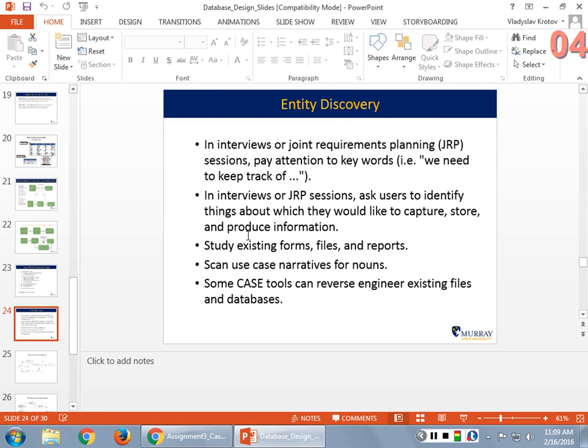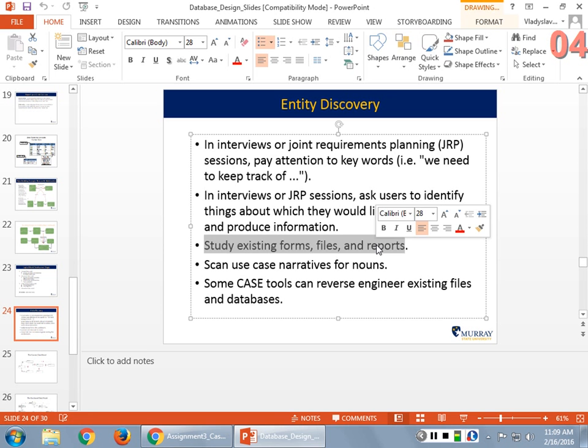Again, I told you that you can study secondary resources like existing forms and files that people already have, because they're already storing something in a manual, paper-based format, right? So from that, you can also deduce what kind of entities and attributes you need to have. Scan use case narratives, meaning the things that people wish, and scan them to identify nouns.